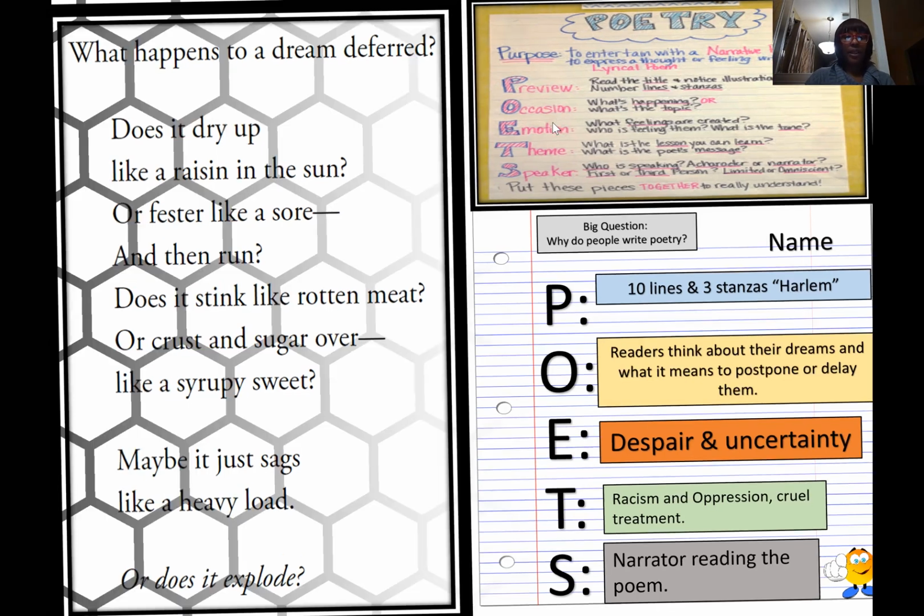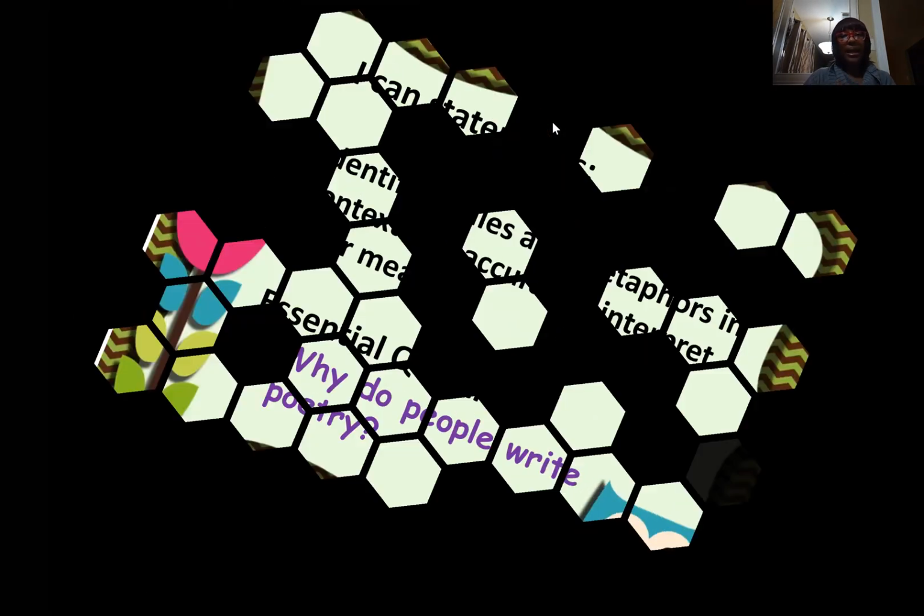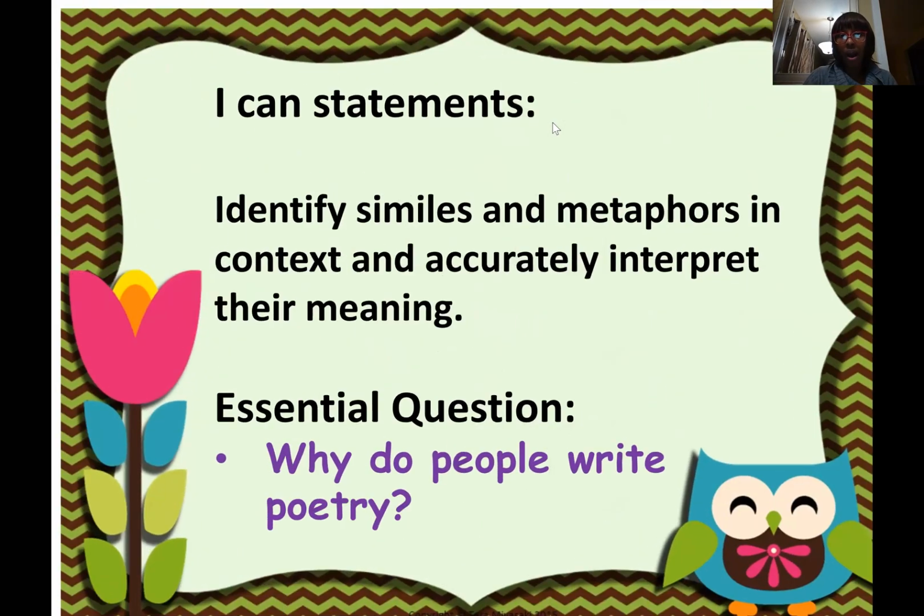Okay. So let's jump into our I can statement. Again, you guys, pause the video if you need to and spend some time looking over your work. Our I can statement: I can identify similes and metaphors in context and accurately interpret their meaning. And again, essential question: why do people write poetry?